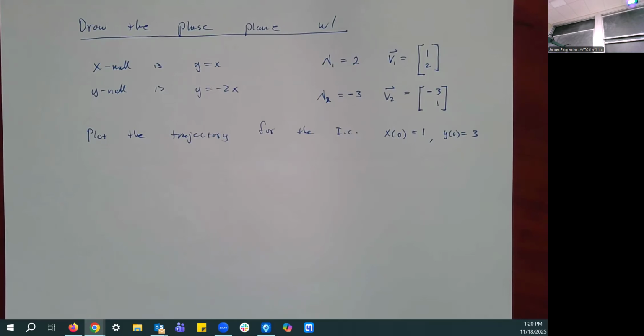Right. So the problem with this question is that you don't have the information to do that, right? Because I didn't give you the system of equations to plug in.